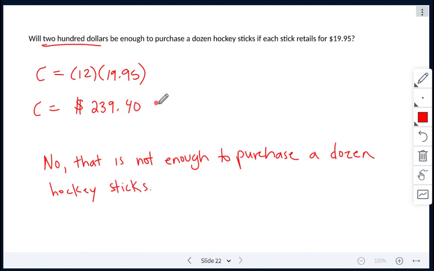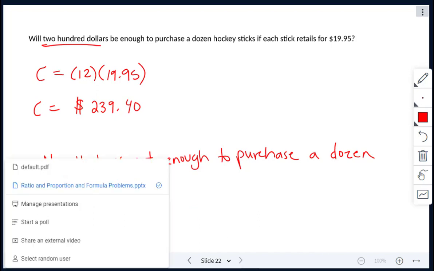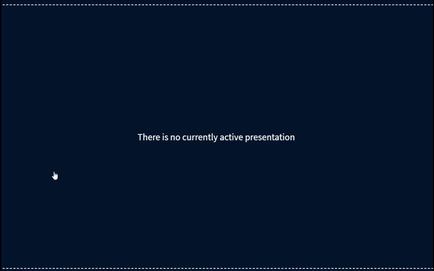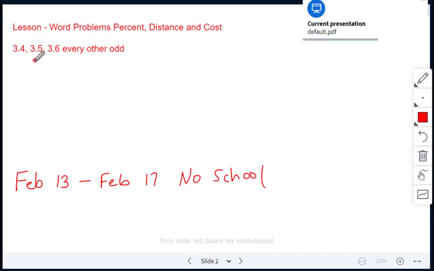All right, so we'll stop there for today. And just to go back to the main page here, to just show that you're doing 3.4, 3.5, 3.6, every other odd for homework. And I'll take questions now.